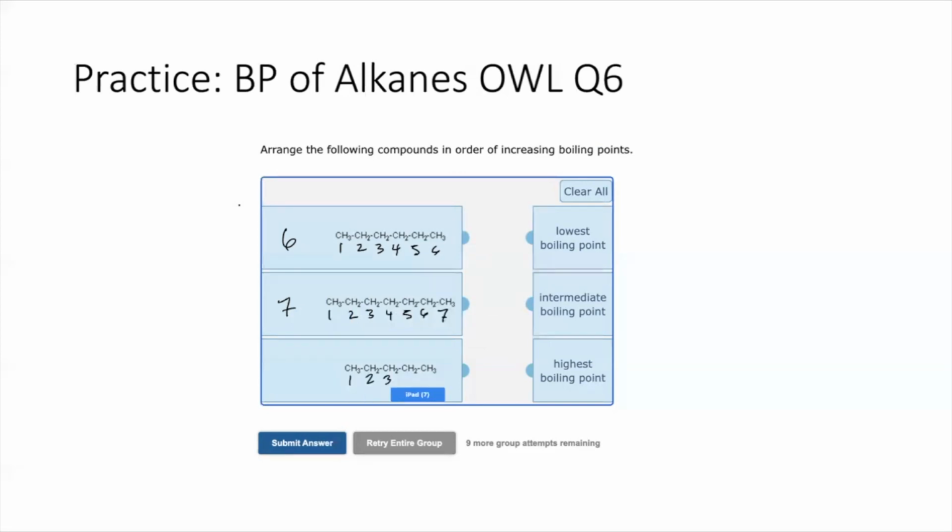2, 3, 4, 5. Sorry, my iPad just did something funky here. 4, 5. All right, so 5 carbons. So the 5 carbon is going to have the lowest boiling point. The 6 carbon is going to have the intermediate, and the 7 is going to have the highest boiling point because we increase boiling point as we increase the number of carbons in the chain.